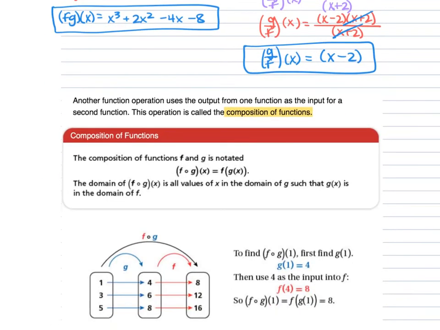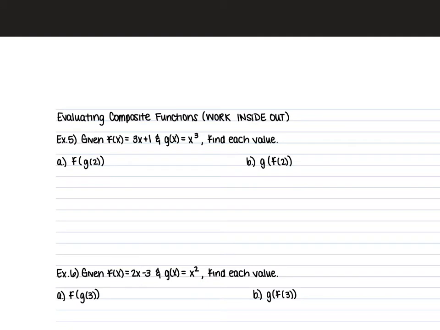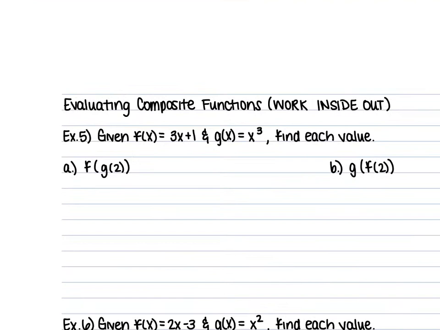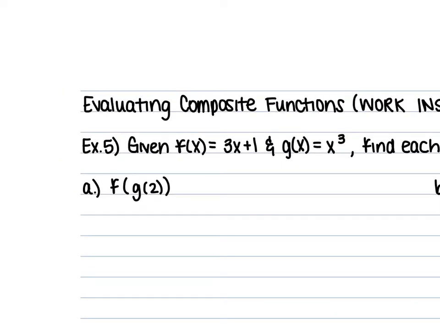For the next part of our lesson, we are dealing with composite functions and evaluating them. So what this is telling us is to plug in a number for x, solve for that equation, then plug it into the other. So if we look at example 5, we're given that f of x is equal to 3x plus 1 and g of x is equal to x cubed. For a, we're finding f of g of 2. So we're plugging this 2 in for x in g of x.